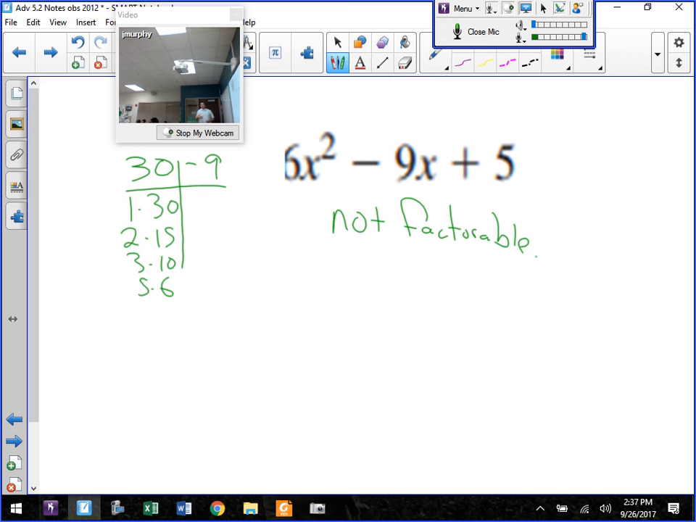Okay. Now, will we eventually figure out methods to do that? Yeah. Quadratic formula. This would not be a good candidate for completing the square because the middle term is not even. We'll talk about that later.